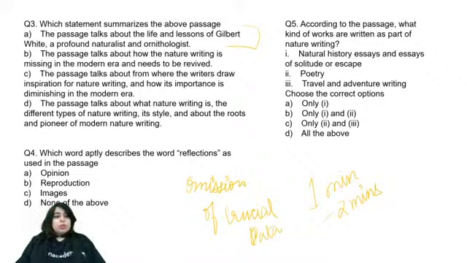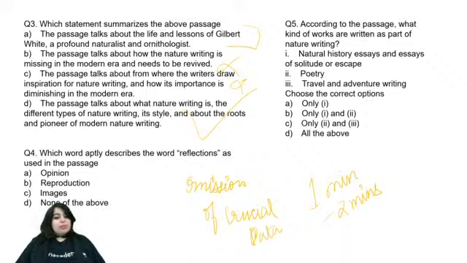The second one says it talks about how nature writing is missing in the modern era and needs to be revived. Really not the answer. From where the writers draw inspiration, how its importance is diminishing in the modern era. Not really. We did not say anything about that. The passage talks about what nature writing is and the different types of nature writing, its style, about the roots and pioneer of modern nature writing. Very well. Yes, this will be the correct answer. I hope all of you would agree with me. Let's look at the next question.